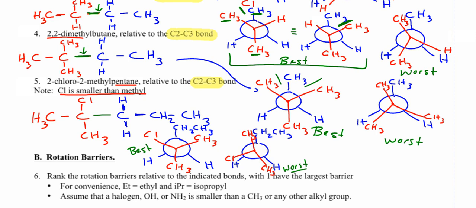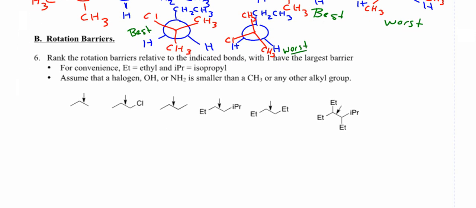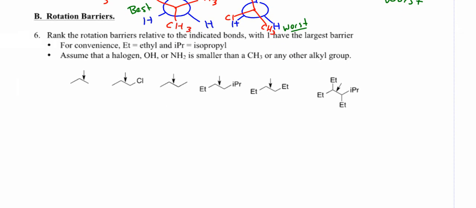Let's talk about rotation barrier. Rotation barrier is interesting because it's the difference between the best and the worst. So how you figure this out is if you can figure out what the worst looks like, the worst structure would kind of give you a hint on the biggest jump. So let me give you an example.